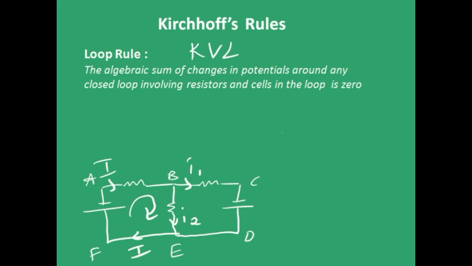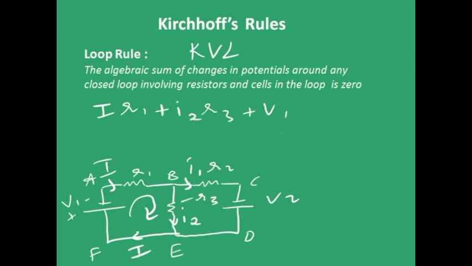Now, let me write the voltage drops from A, B, E, F, A. Across AB, the drop will be I R1, if this resistance is R1 and this is R2 and this resistance is R3. This will be the potential drop across AB. Next, B to E, it will be I2 into R3. And next, I have a potential drop here also because this is positive, right? So here the voltage is V1 and here it is V2, say. And I'm adding it again because here also I have a potential drop. By Kirchhoff's second law, this sum will be equal to 0.